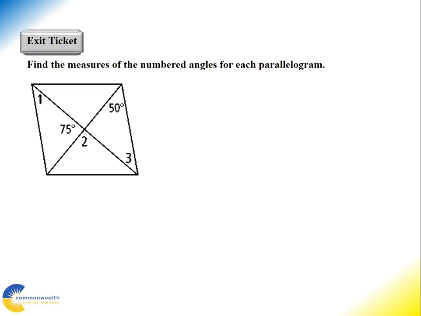So let's go over the exit ticket questions that you had in today's lesson. In each one of them, you were asked to find the measures of the numbered angles, in this case angles 1, 2, and 3 for each parallelogram. So you have this parallelogram.